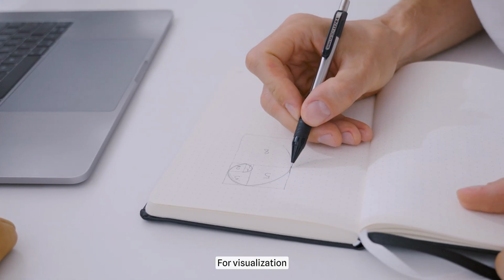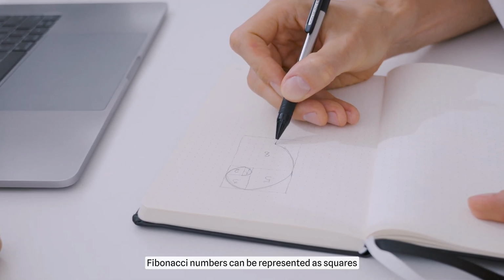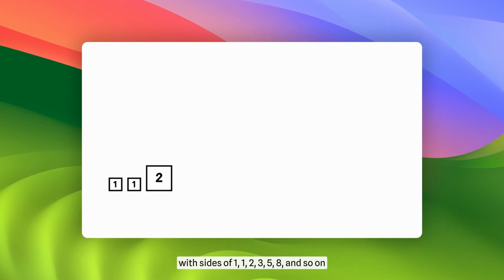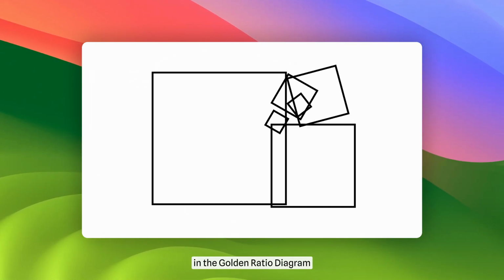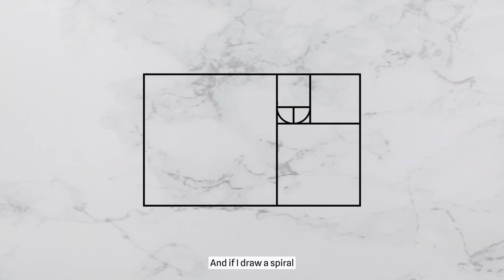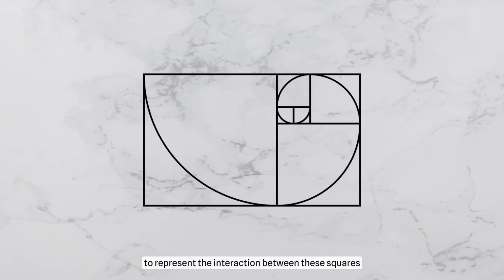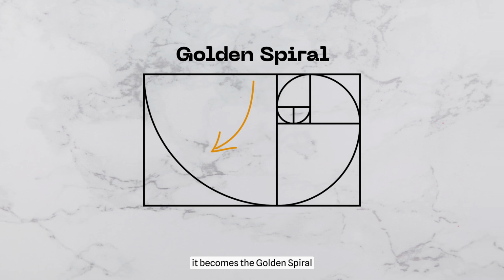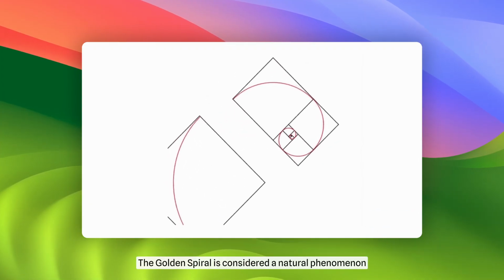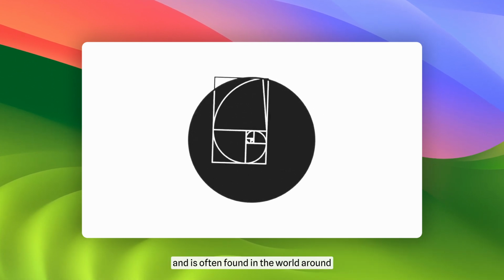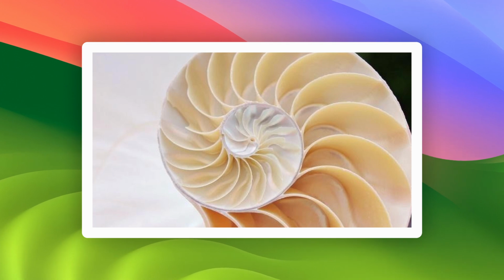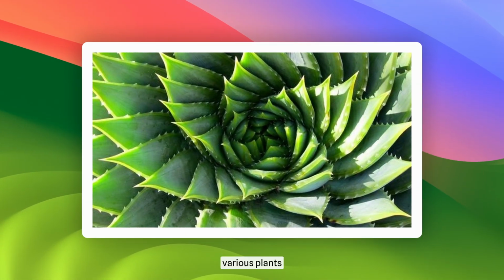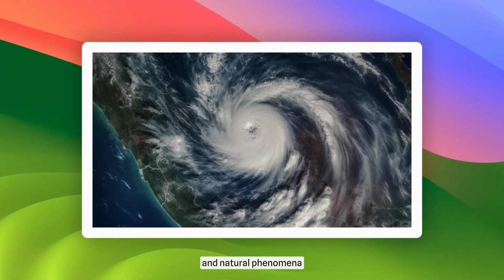For visualization, Fibonacci numbers can be represented as squares with sides of 1 and 1, 2, 3, 5, 8, and so on. Placing these squares so that each successive one touches the previous ones results in the golden ratio diagram. And if I draw a spiral to represent the interaction between these squares, it becomes the golden spiral. The golden spiral is considered a natural phenomenon and is often found in the world around us and in nature, like seashells, snail shells, various plants, and natural phenomena.